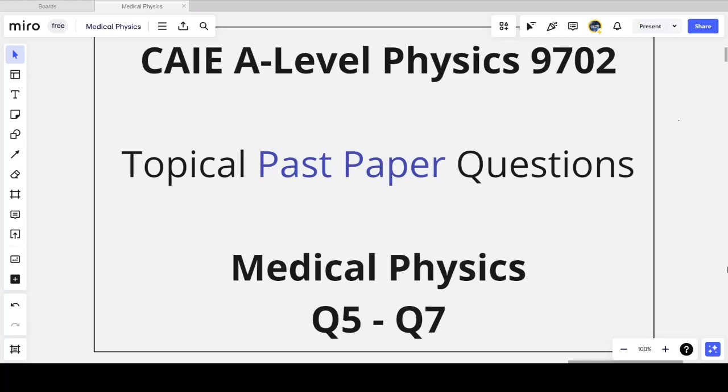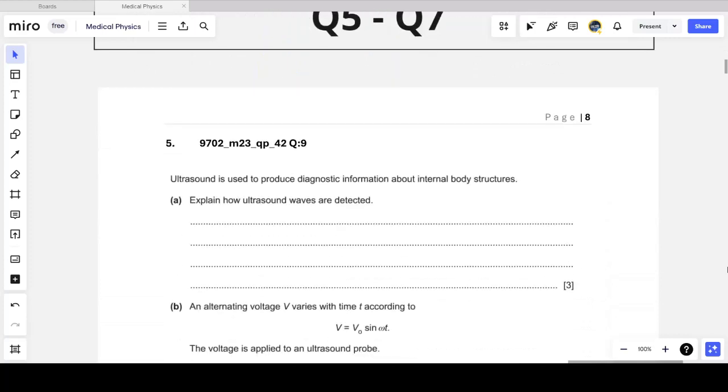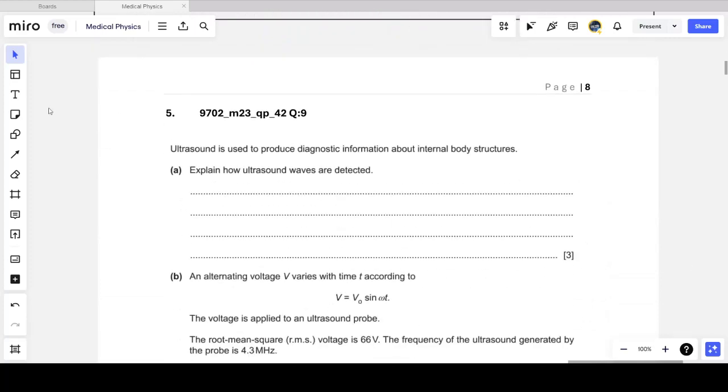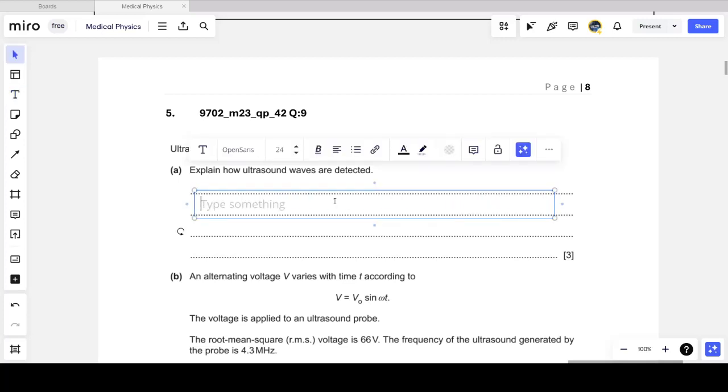So in the document that I've shared in the description, we are looking at questions 5 to 7 on the topic of medical physics. Again, make sure you try these questions out on your own and are comfortable answering them before you watch this video. Now, this fifth question comes from the March 2023 exam. It's question paper 4, variant 2, and it's question number 9 from that paper. So if you want to, you can go and find that exam on your own.